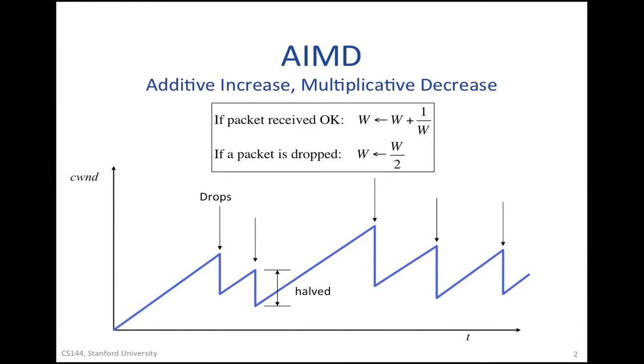So we saw before, AIMD works as follows. Each time a packet is received okay, we increase the window by 1 over W. Therefore, once we've received a whole window's worth of packets, the window size will be increased by 1. Every time a packet is dropped, we're going to decrease the window size multiplicatively. We're going to reduce it by a factor of 2. And this is the dynamics that we saw before. Now let's look at an animation of the AIMD process working in practice.